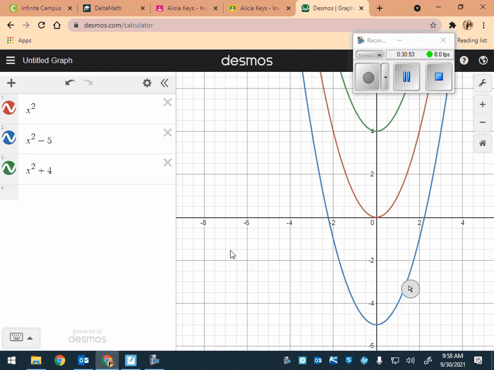Okay. What do we notice? Yeah, Kayla. Good. So if we have x squared plus k, it moves up. If we have x squared minus k, what happens? Down. Good. And what does this affect? What values? Y. Good. Changes y.